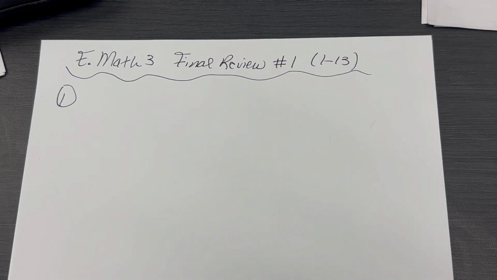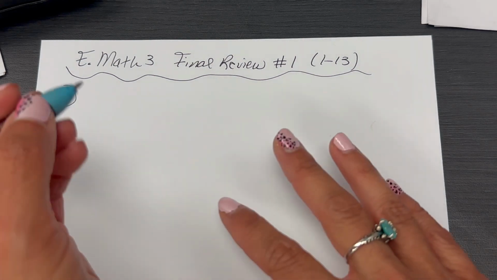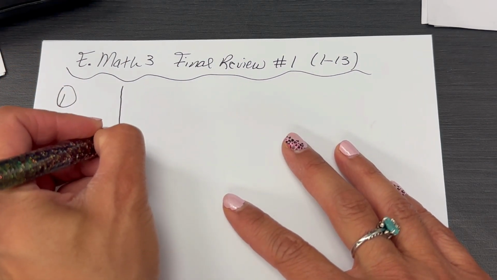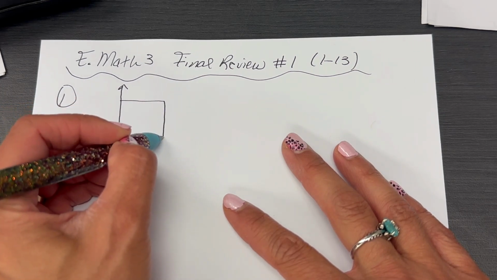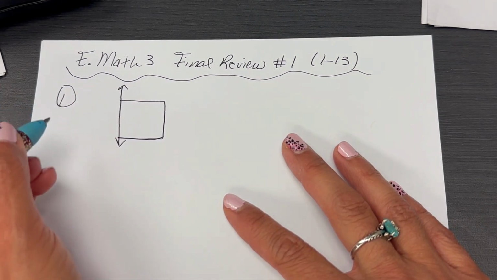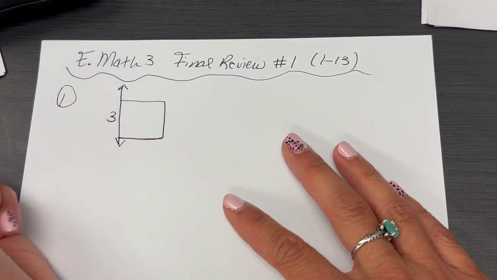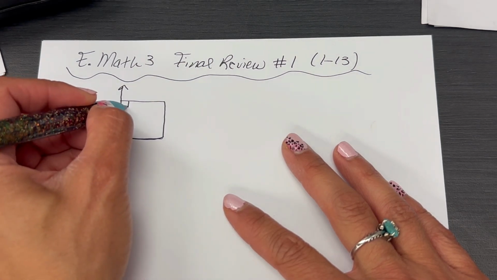All right, so number 1 says, consider the figure given below. If the square is rotated about the line L, the solid object formed is A, and there's a drop-down menu. So for number 1, now on the test, you could just write down what your answer is. But for here, because it's a review, we need to show our work, okay?